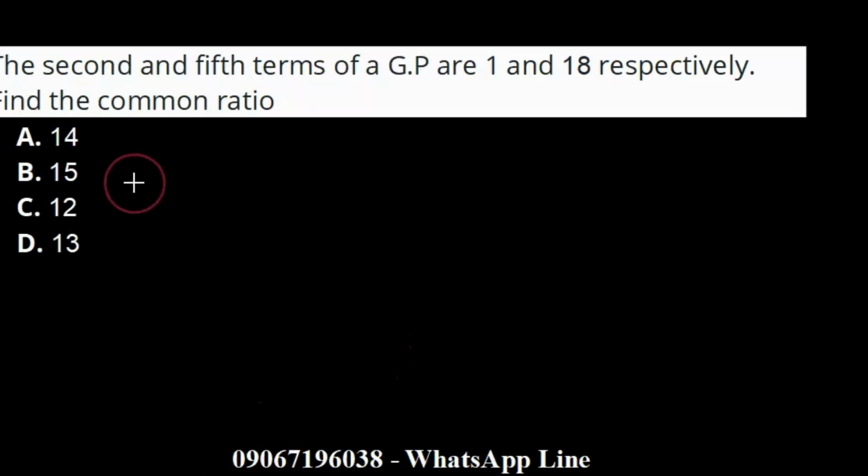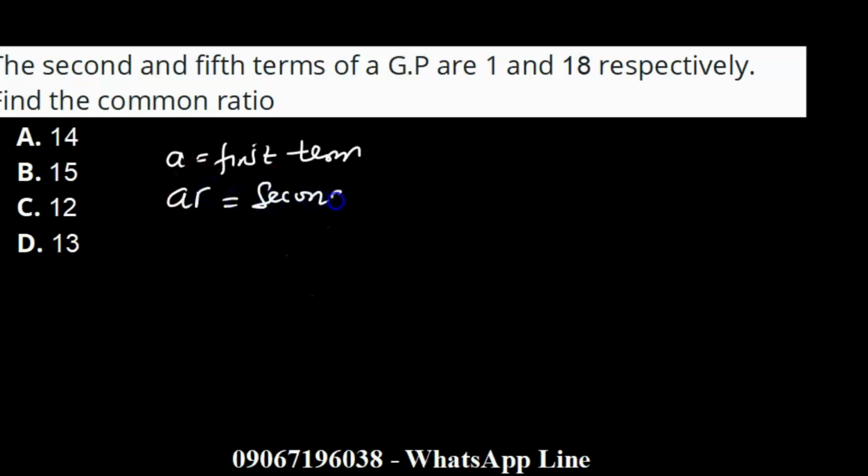In question number 9, we are told that the second and fifth terms of a GP are 1 and 18 respectively. The first term of a GP is equal to A. So this is the first term of a GP, and the second term is AR, A times R. So this is the second term. Now we are told that the second term of the GP is 1. So AR is equal to 1, equation 1.